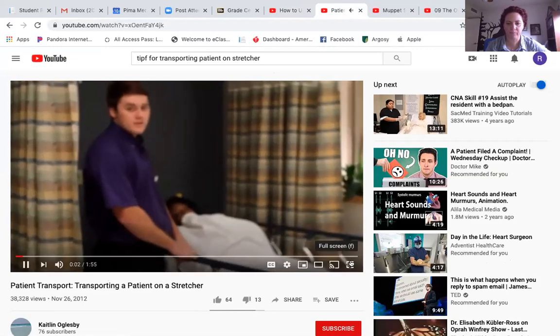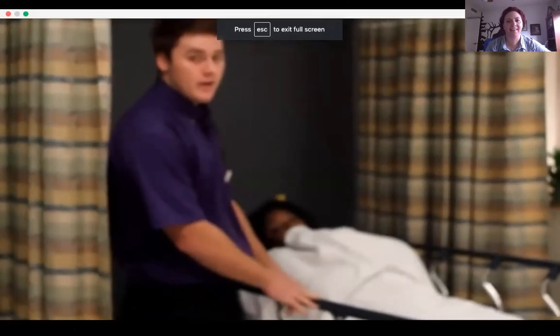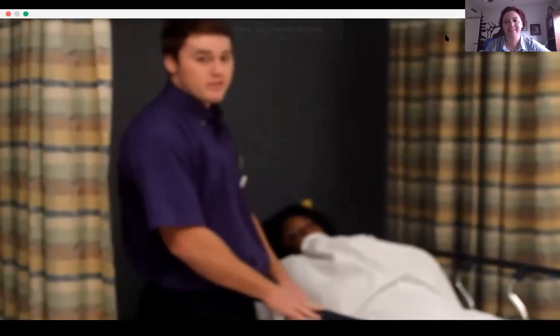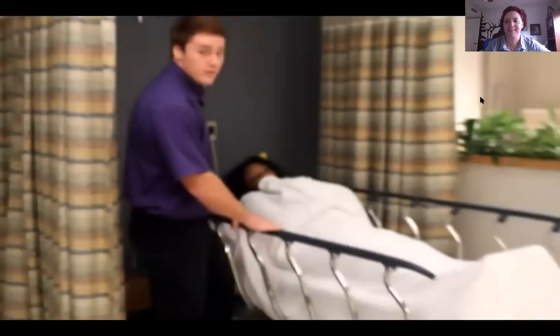Hi, today we're going to learn how to transport patients safely through the hallway. After you check the wristband and make sure you got the correct patient, you're going to raise the stretcher to your height so it makes it easier.